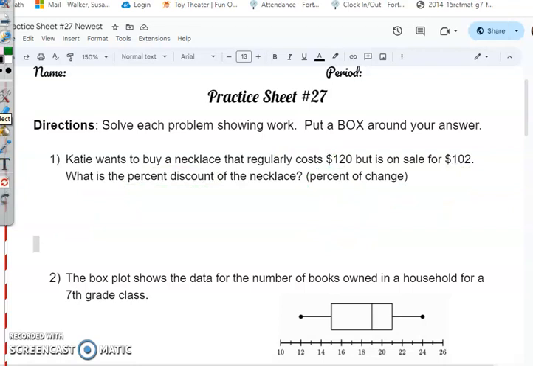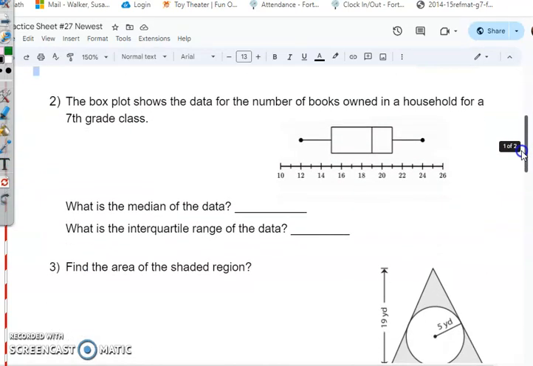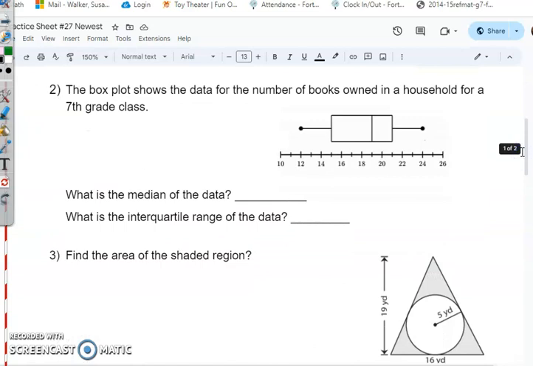Okay, number 2. The box plot shows the data for the number of books owned in a household for a 7th grade class. There are 2 questions, each one you get half of the credit for. So, since this is our first time going through this, we have our median. Median is the number in the middle. So, even though it's not directly in the middle of this, it means this line that's in the box. So whatever number that is, you're going to put it right here.